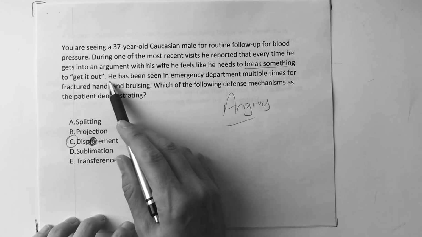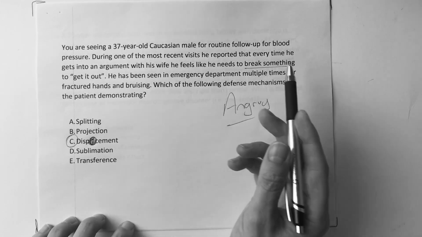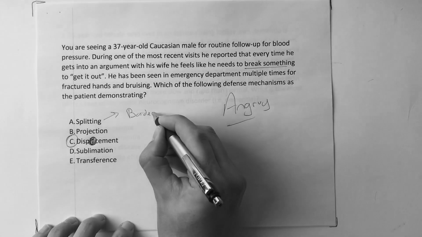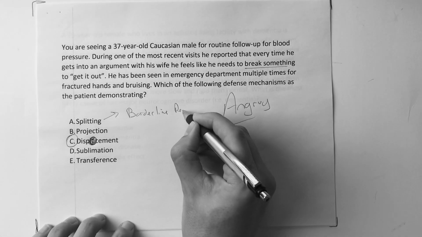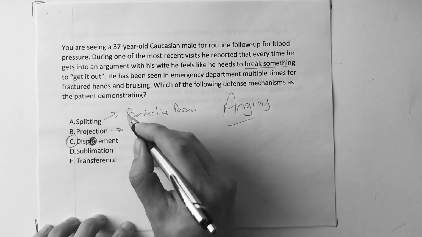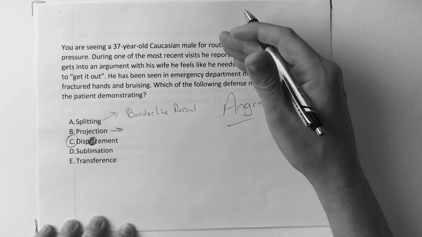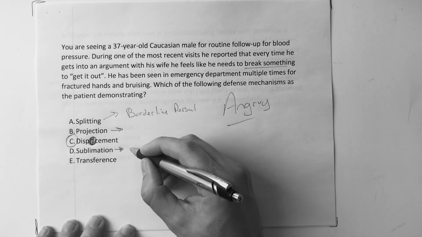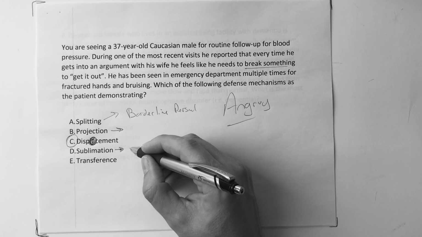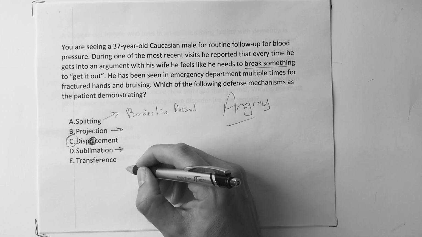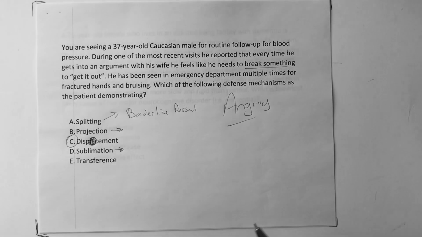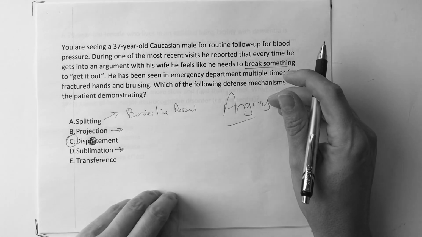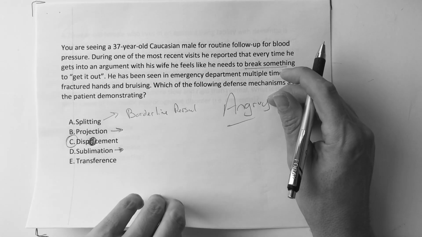Okay, to get it out. Yep. So if I said splitting, you're going to say all good, all bad. Borderline personality disorder. Okay, projection is you're shifting thoughts. Right? That's the cheater mechanism. Oh, you must be cheating. Sublimation, that's the mature defense mechanism where someone becomes good at sports or good at their work. And again, transference is where the patient puts their thoughts, he treats the therapist as though they're a parent or, or a spouse or something like that.